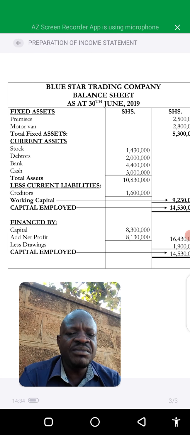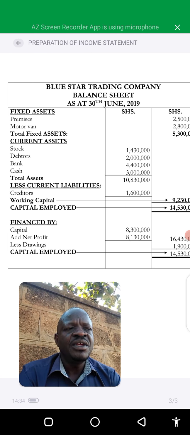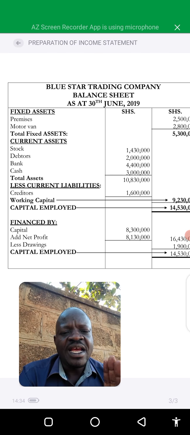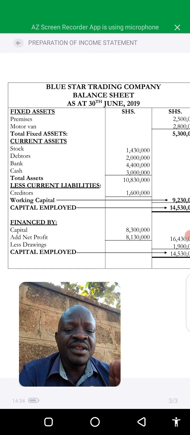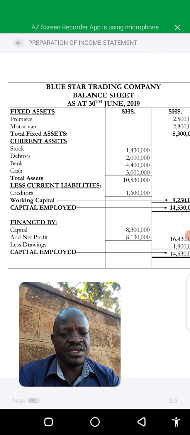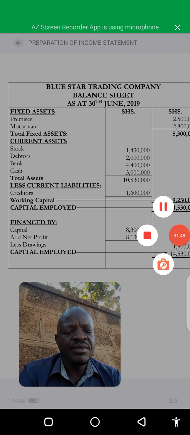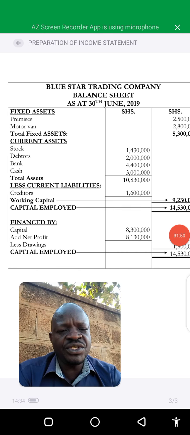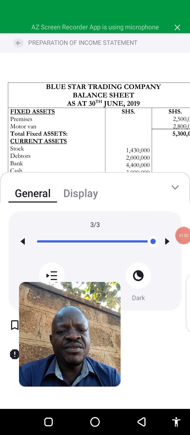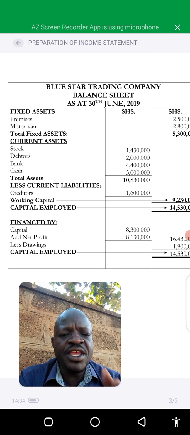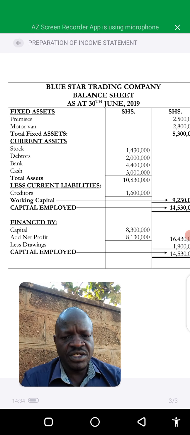And if they are the same, you know you have got the income statement plus the balance sheet. And that's how the income statement and the balance sheet ends. That's how it looks like. Unless you have any question to ask. But if you don't have, that now marks the end of the income statement.